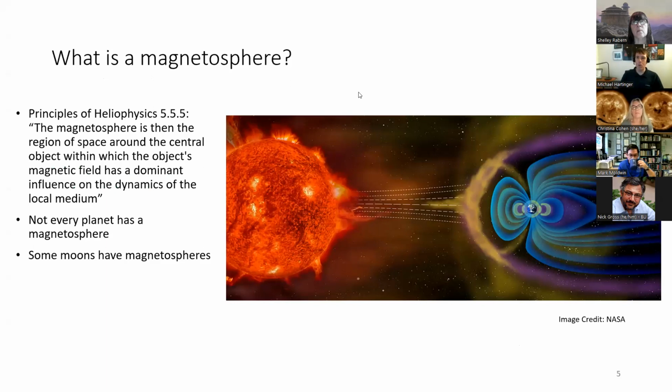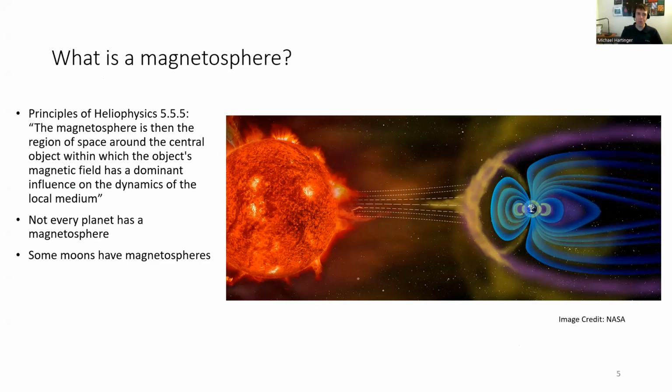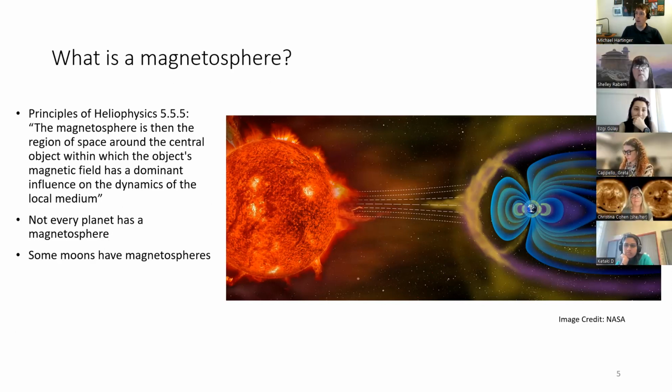Okay, so what is a magnetosphere? I pulled this definition right from the textbook that you all have from the summer school. The quote is that the magnetosphere is the region of space around the central object within which the object's magnetic field has a dominant influence on the dynamics of the local medium. That's a mouthful, but it's basically saying that if an object, whether it's a moon or a planet or whatever, has a magnetic field, the region that's dominated by that magnetic field in terms of the dynamics of the plasma is basically the magnetosphere.